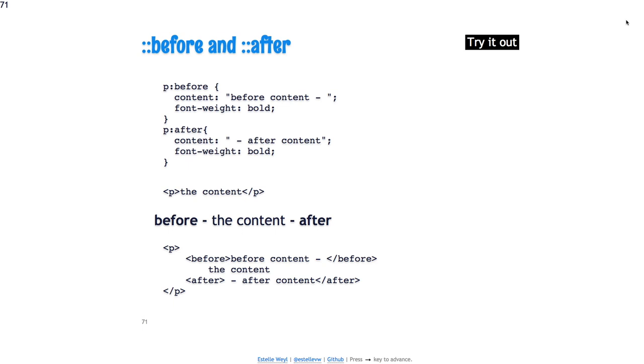Before and after. We've covered this a lot today, but it basically creates a faux element within the parent. So a lot of people think it comes before the DOM node, but it's actually in the DOM node before the first child, whether that child is a DOM node or a text node. So here, if I have a paragraph that says the content, the before is going to go right here, and the after is going to go right there. So in this case, I wrote content before content dash, after put the content space dash after content. So it actually is as if it appears like this.